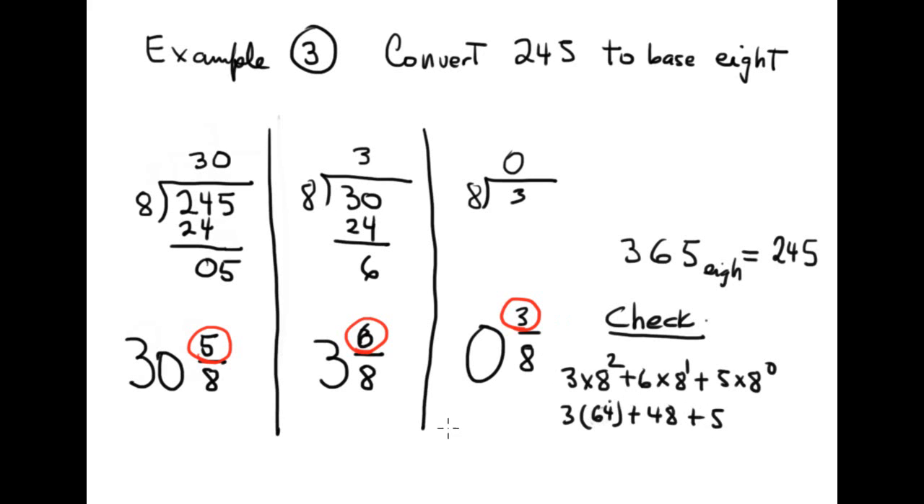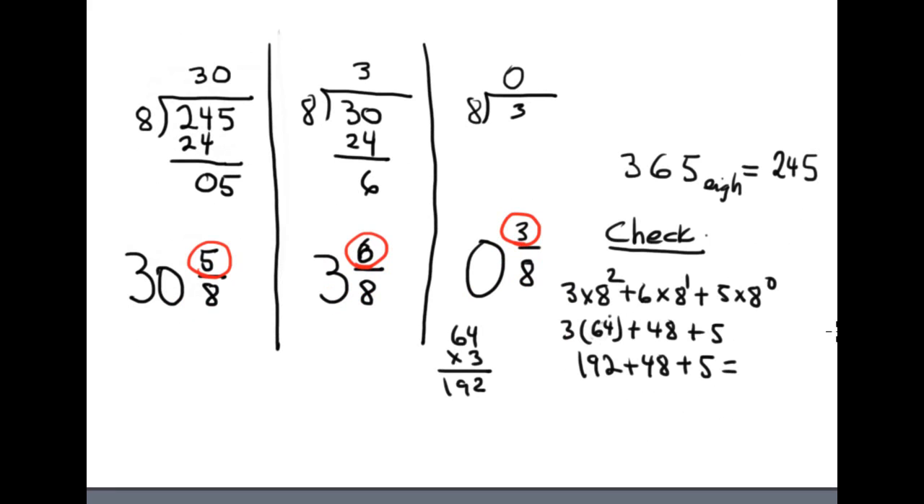And 64 times 3 is 192. So 192 plus 48 plus 5 is equal, let me see. This and this together is 53. Plus 53 is 5, is 14, carry that one, 245. And we get exactly the same answer. And this is the conversion. This is the final.